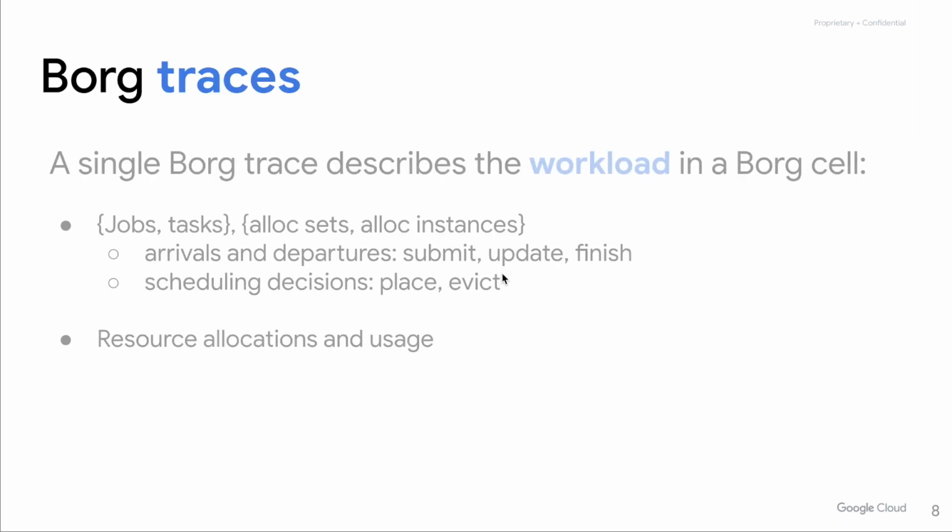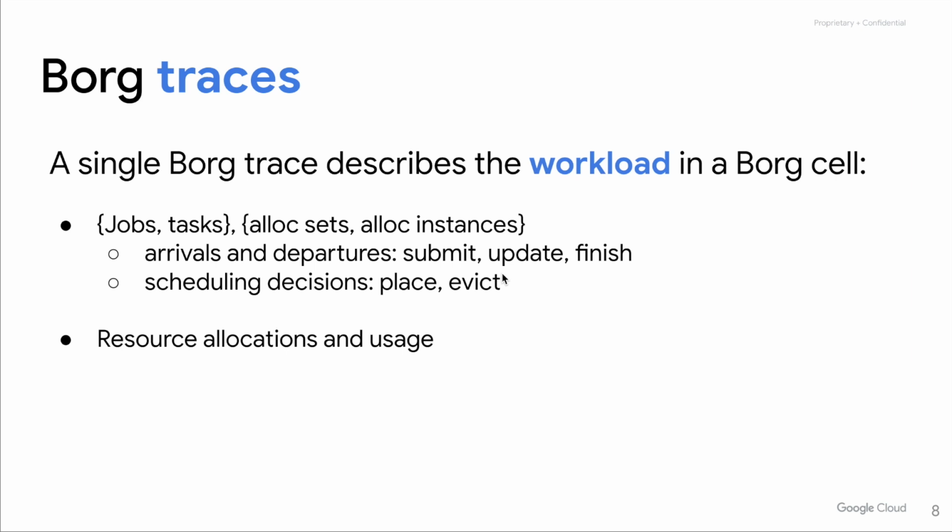I mentioned how we're releasing public traces as part of this project. What are Borg traces? Borg traces describe the workload in a Borg cell. So this includes the arrivals and departures of jobs, allocs, etc., and the scheduling decisions Borg takes on them, including evicting them or assigning them to machines, etc.